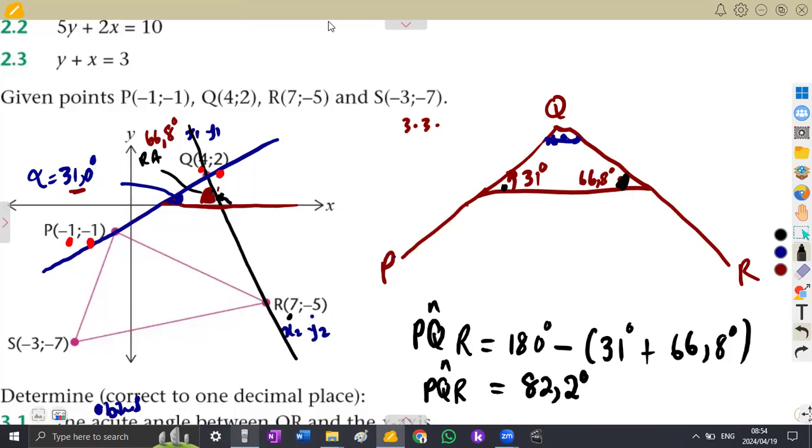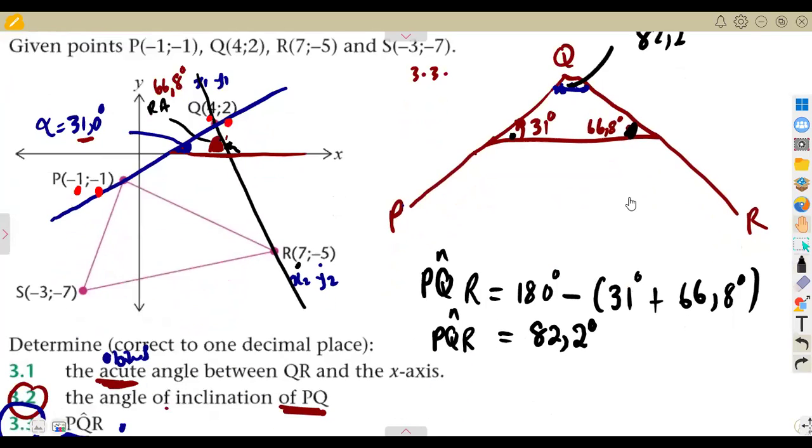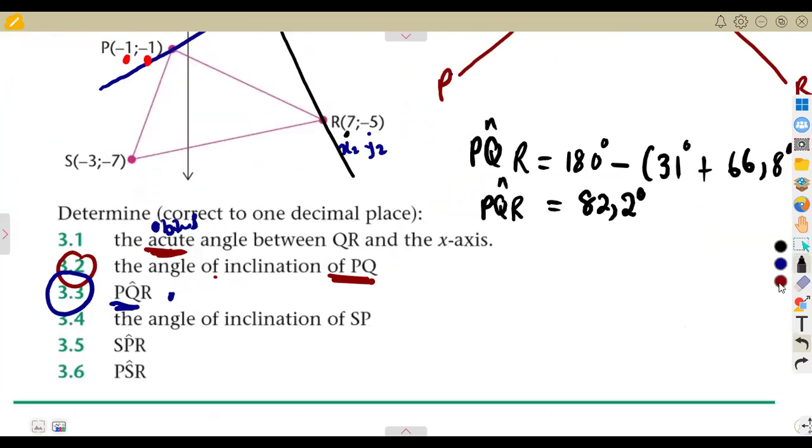So sometimes you can actually extend to that nature. So this is our angle PQR there, 82,2 degrees, so that if you add everything in this triangle, you must have 180 degrees. All right, then we move on to another part, which is 3.4, the angle of inclination of SP.